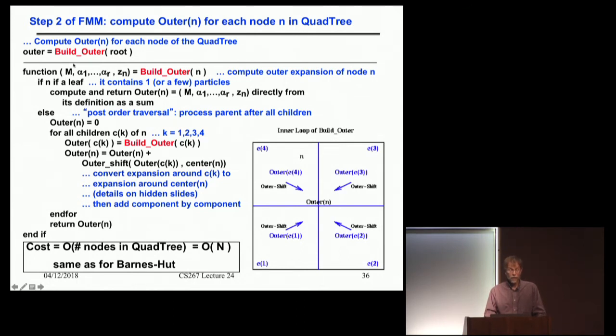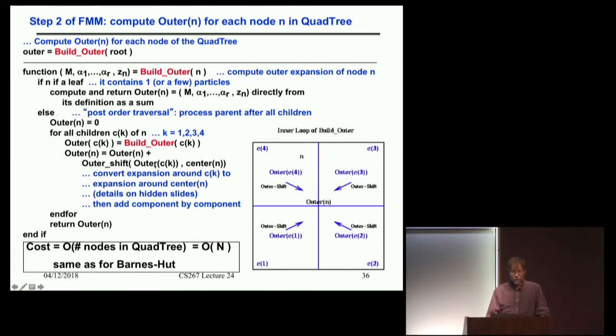So here's what the function looks like. I'm going to do build outer, and I'm going to call it on the root. And if I'm a leaf, then I only have one particle, and I use that formula that I had before. That's very easy. And so I get this sum, which has all the coefficients, the center of the box, and m. And then I have to work up to the parent. So what I do is a recursive call. If I'm not a leaf, I'm a parent, then for all my children, I go build their outer expansions. So here I will call this subroutine recursively on my 4 children, so I'll get all their expansions, and now I have to combine them.